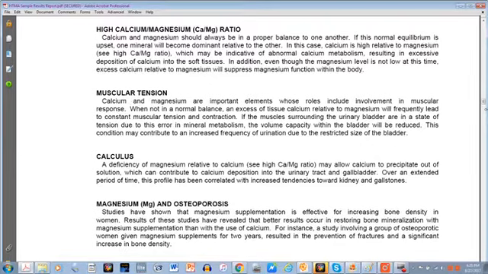Magnesium and osteoporosis. Studies have shown that magnesium supplementation is effective for increasing bone density in women. Results of these studies have revealed that better results occur in restoring bone mineralization with magnesium supplementation than with the use of calcium. For instance, a study involving a group of osteoporotic women given magnesium supplements for 2 years resulted in the prevention of fractures and a significant increase in bone density.